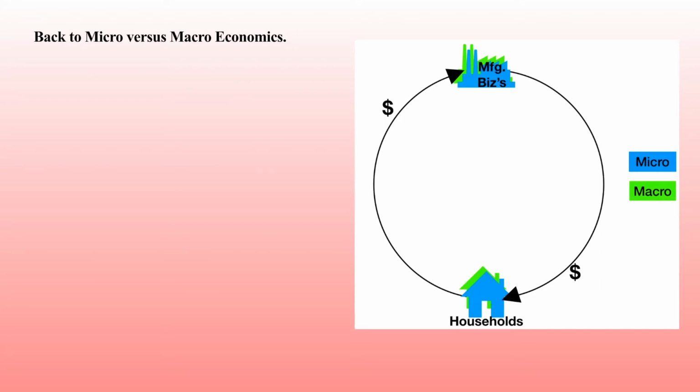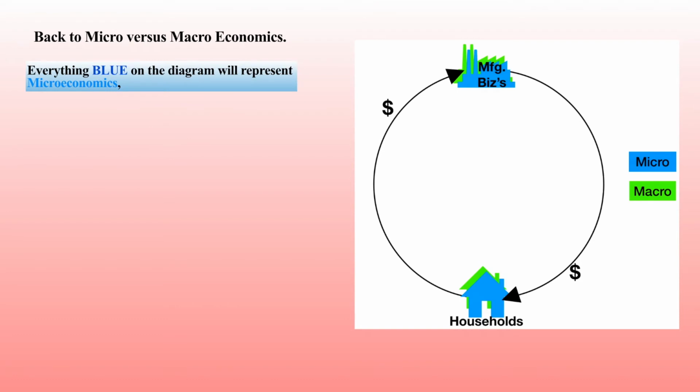Back to micro versus macroeconomics. Everything blue on the diagram will represent microeconomics. Everything green on the diagram will represent macroeconomics. I would also like to note that in economics textbooks I have seen, micro and macro have not been defined in this simple and visual way, so you can have a picture of what micro and macro are and how they differ.